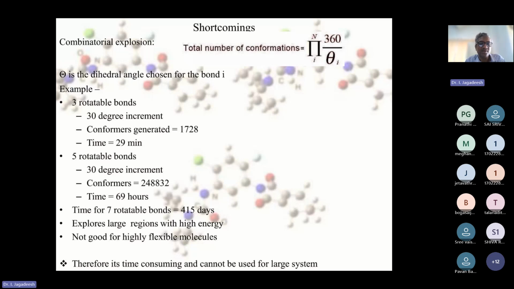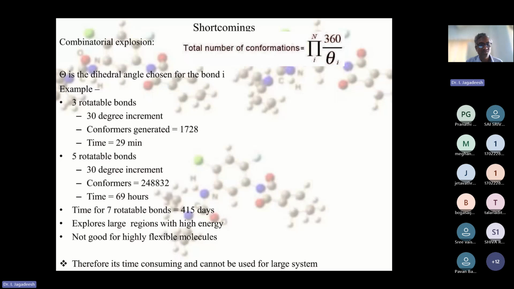When we have a rotatable bond fixed in our moiety in the ligand, because we have already seen previously in pharmacophore mapping and ligand optimization that rotatable bonds are required for us, we cannot change them. So exploring the large regions with high energy is very important in the energy minimization. It is not good for highly flexible molecules because they have flexibility and behave as they like. And it is very good for rigid molecules, so the number of conformations will be very small in them.